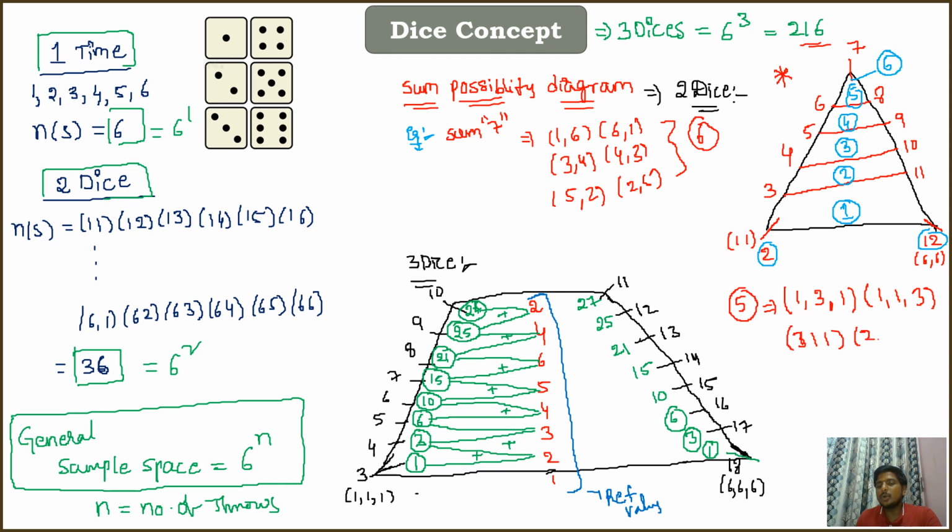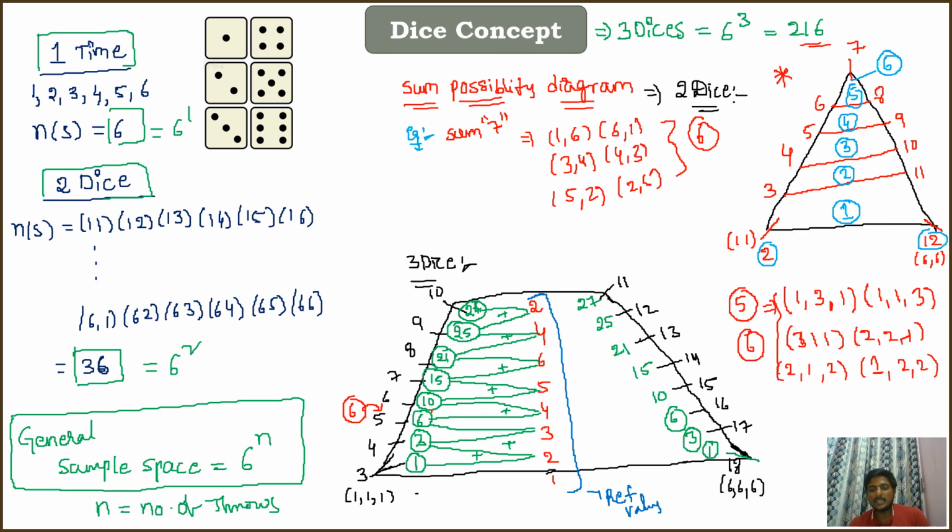Likewise, 2, 2, 1, sum is 5. 2, 1, 2, sum is 5. 1, 2, 2, sum is 5. We have a total of 6 combinations. So that is what this 6 indicates. There are 6 combinations to get the sum as 5.